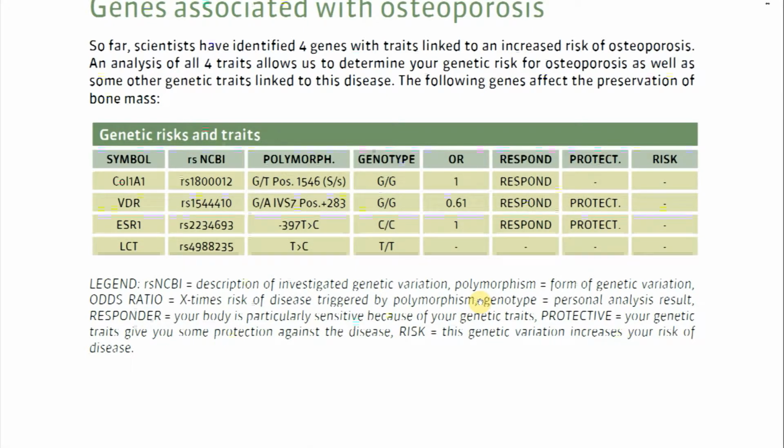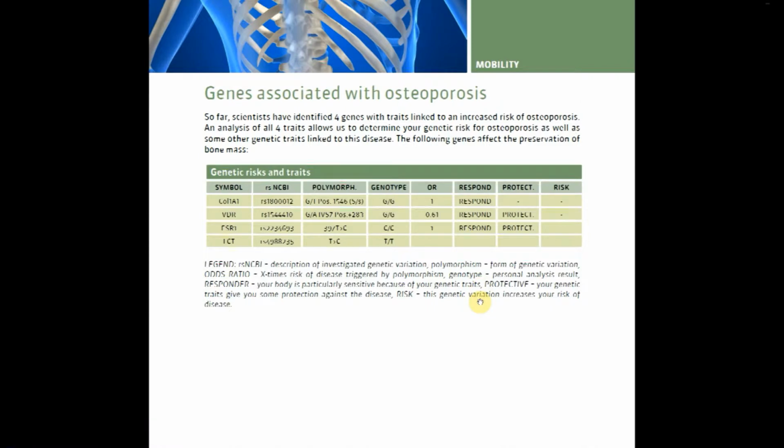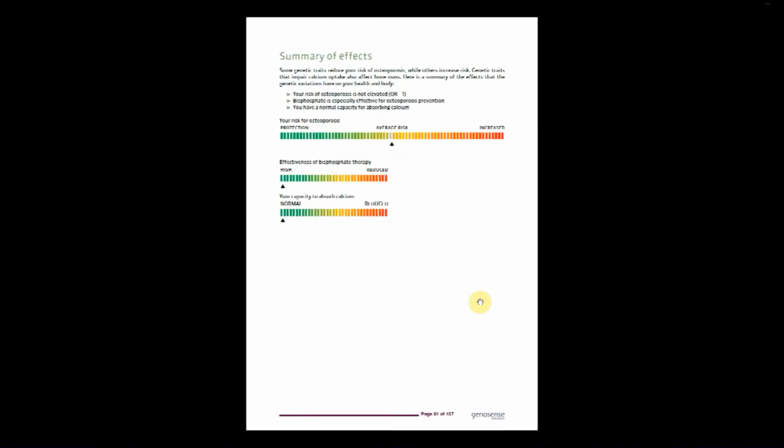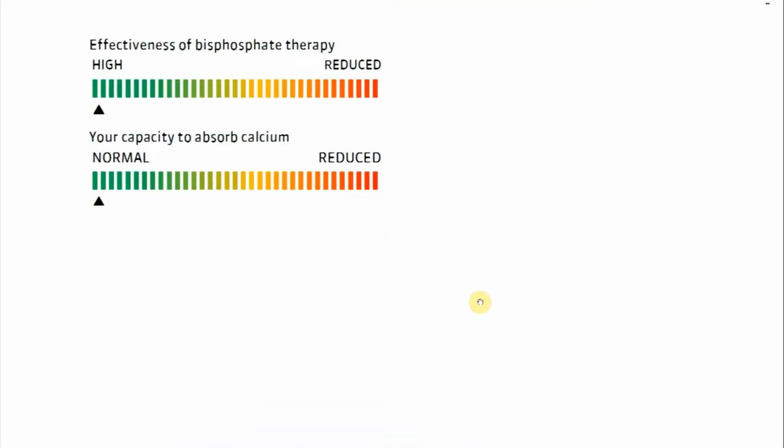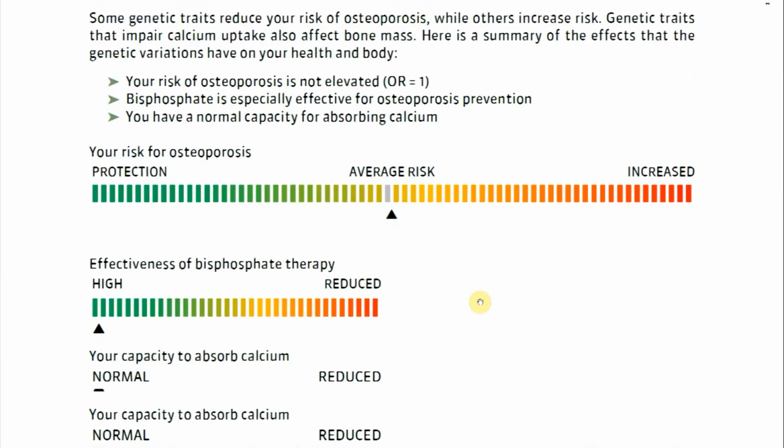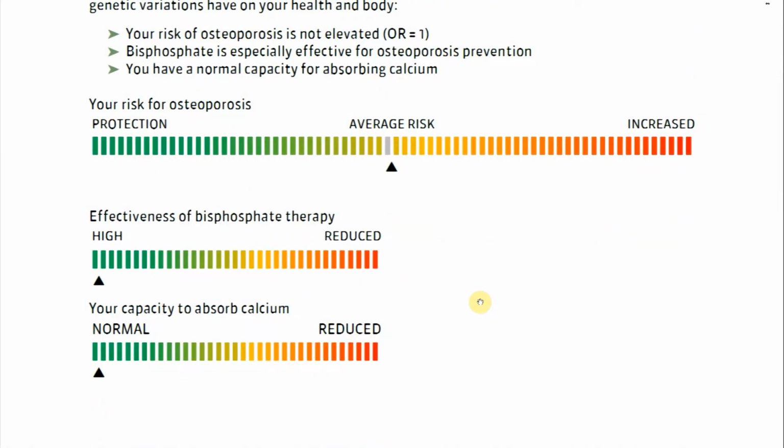The LCT gene I'm going to talk about in a minute, so let's skip that for a moment. So here we've got a very good genetic basis, and then we go to the next page, and you see here that you don't have an increased risk of osteoporosis. It might, however, be significantly higher. And osteoporosis, as you know, is brittle bone disease.